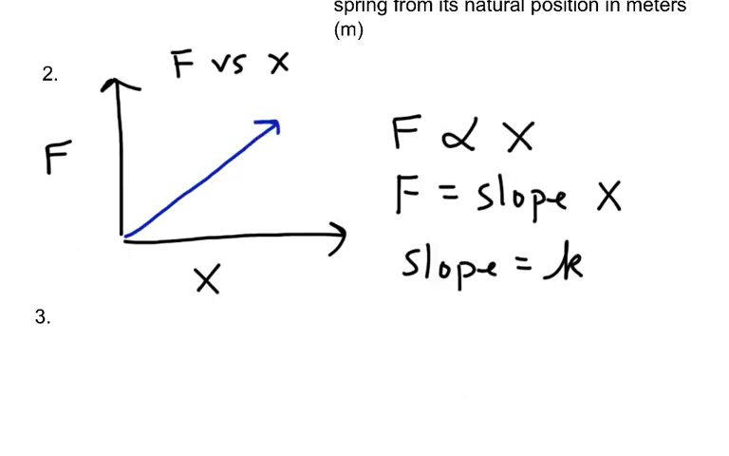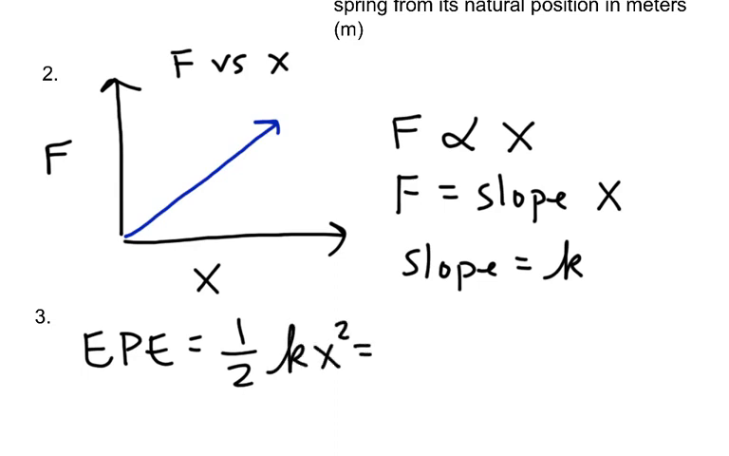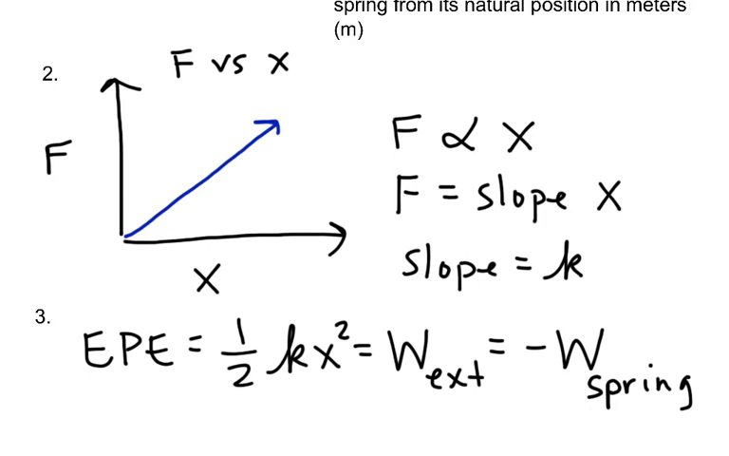So lastly, I wanted to tell you that this elastic potential energy, which is equal to 1/2 kx squared, is also equal to the work done by the external force, or equal to the negative work done by the spring itself. Depends on if we're looking at who or what is pulling on the spring, that would be the external work, or if we're looking at what is the spring pulling on? What is the work that the spring does? That would be this one here.